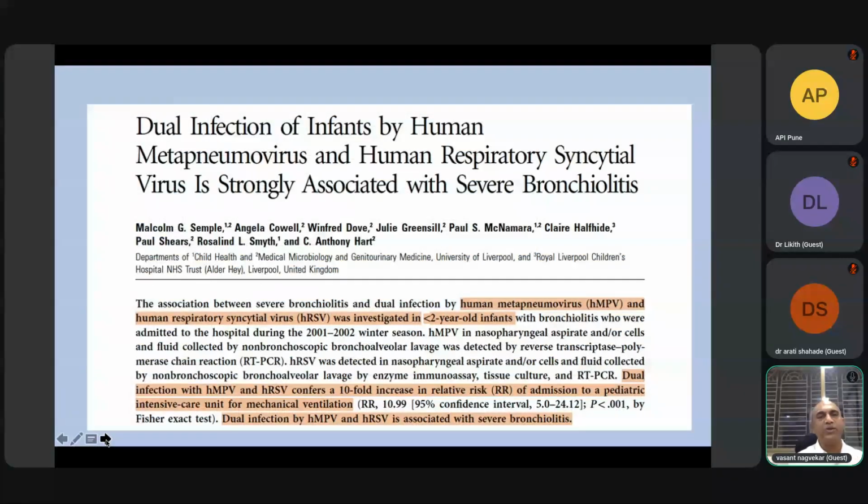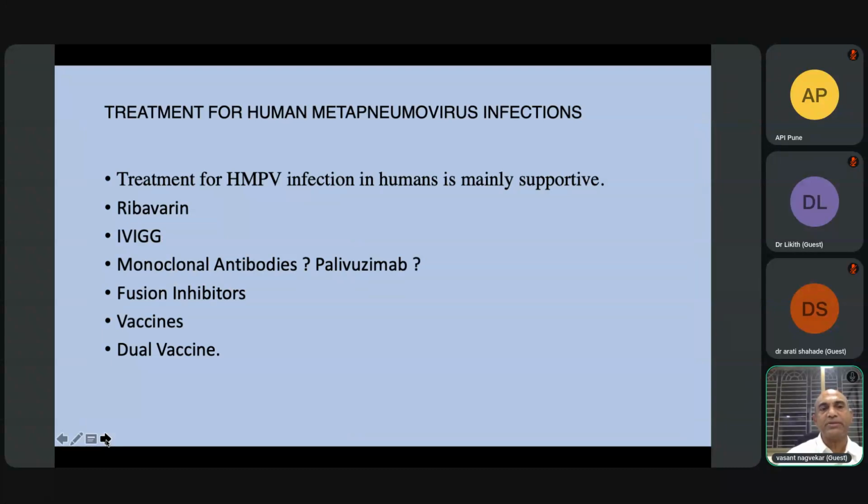What happens when you have a dual infection in infants, if the patient has got human metapneumovirus and also human respiratory syncytial virus? A study was done, and what they found was that dual infection with human metapneumovirus and respiratory syncytial virus confers a tenfold increase in relative risk of admission to a pediatric intensive care unit for mechanical ventilation, and dual infection is known to cause severe bronchiolitis.